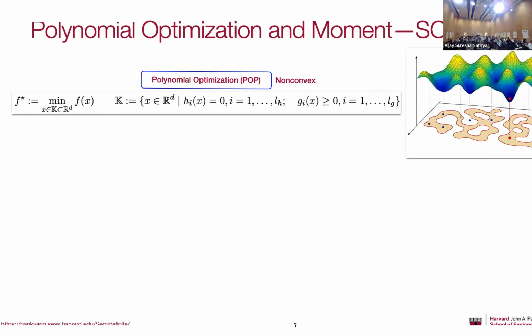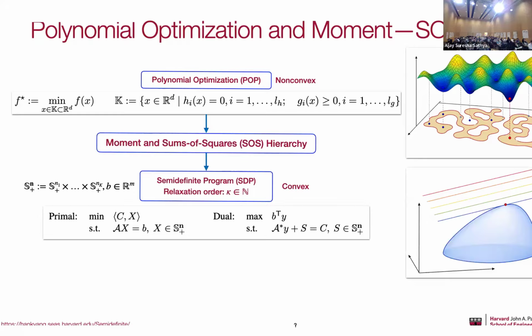So polynomial optimization is a family of mathematical optimization problems where our goal is to minimize a polynomial objective f of x over a set K that is also defined by polynomial equalities and inequalities. This problem in general is non-convex, as you can see in the picture here. So the moment SOS hierarchy is a convex relaxation hierarchy that relaxes this POP into a sequence of convex semi-definite programs written in here. In this convex SDP, the decision variable x is a collection of matrices, where each matrix is positive semi-definite, and they have to satisfy certain collectively linear constraints Ax equal to b. And this actually is a convex program as shown in here.